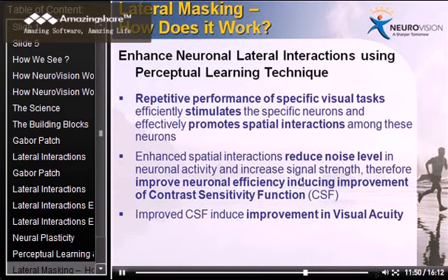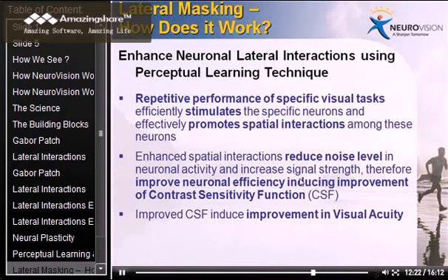So what do we actually do in NeuroVision? We enhance neural lateral interactions using the perceptual learning technique. We're doing repetitive performance of specific visual tasks, which effectively stimulates specific neurons and increases the sensitivity of these neurons by promoting spatial interactions among these neurons. We create stronger connections between laterally arranged neurons and thus increase the sensitivity of these neurons.